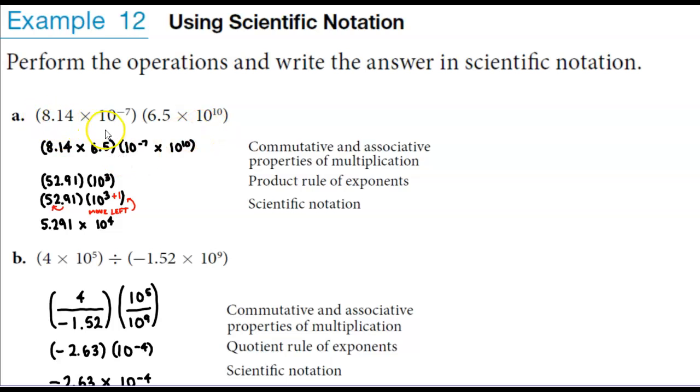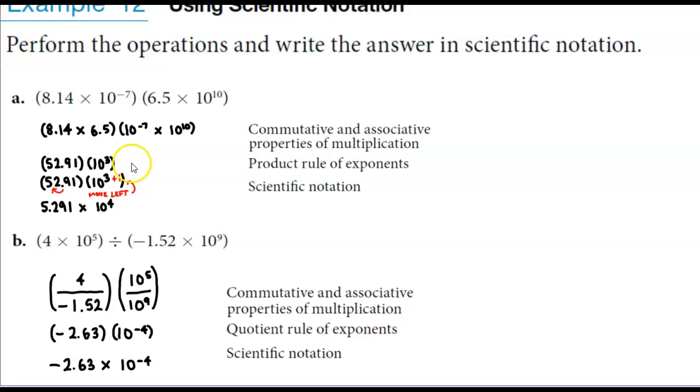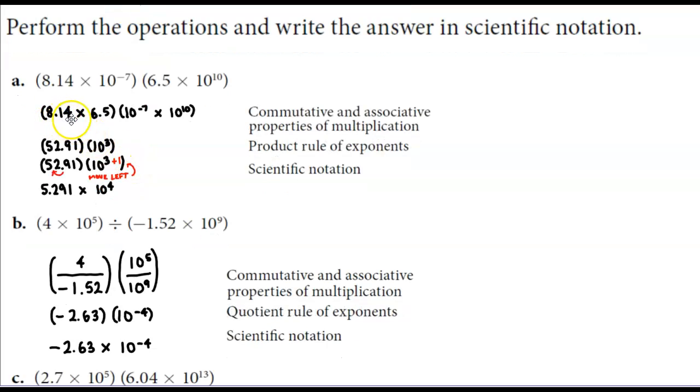We're going to take 8.14 and multiply it by 6.5 because those are the values for the A. And then we're going to take the base of 10 with the powers. So we're going to take 10 to the negative 7 times 10 to the 10th. The commutative and associative properties allow us to be able to use that. So now if we take 8.14 and multiply it by 6.5, we get 52.91.